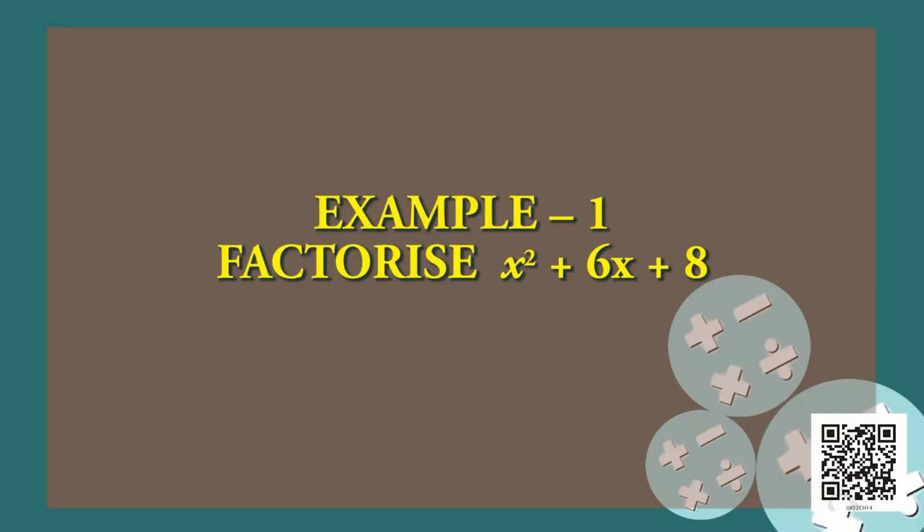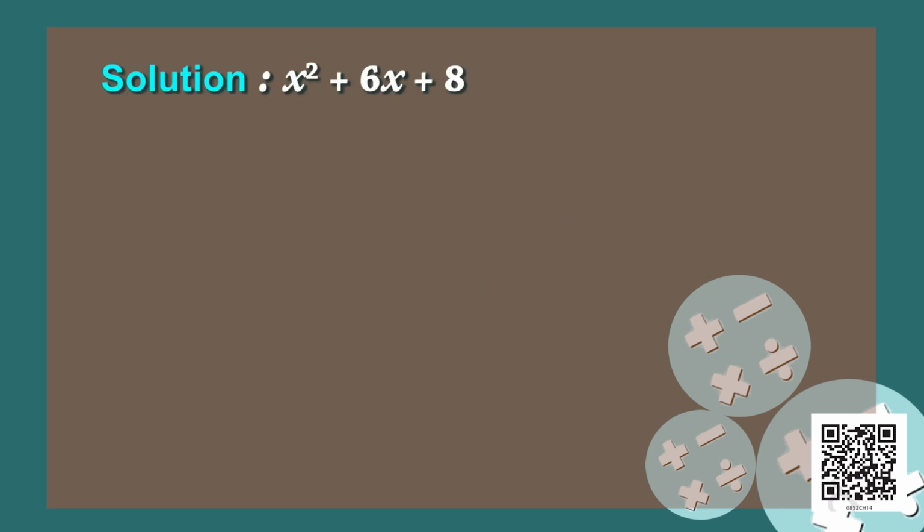Let us see how to do these things by observing an example. Example 1: factorize x square plus 6x plus 8. Consider the given expression x square plus 6x plus 8. If we compare the right hand side of identity 4 with this expression, we find a into b is equal to 8 and a plus b is equal to 6. From this, we must find a and b, so that the factors x plus a and x plus b can be obtained.